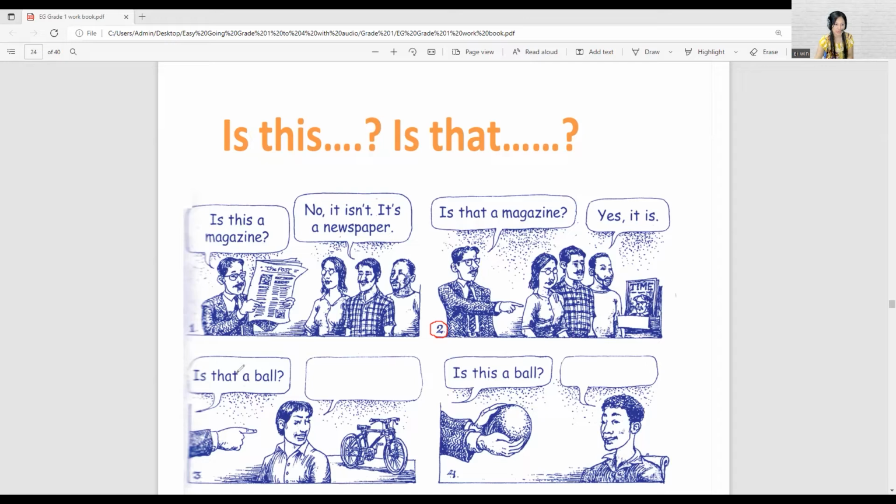So next one. Number 3. Is that a ball? So you see, it is not a ball, it is a bicycle. So you can answer, no, it isn't.